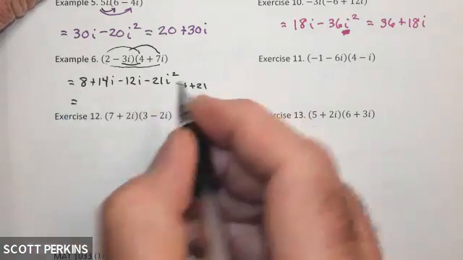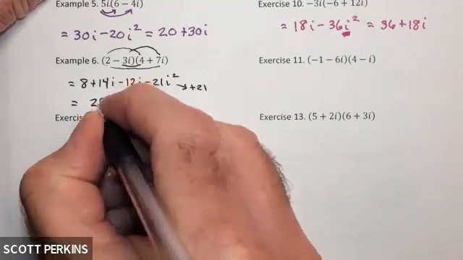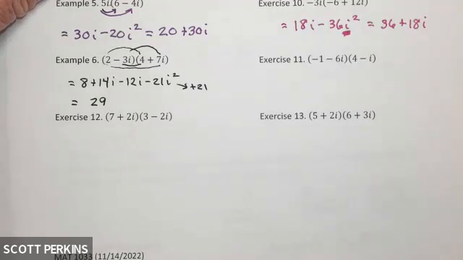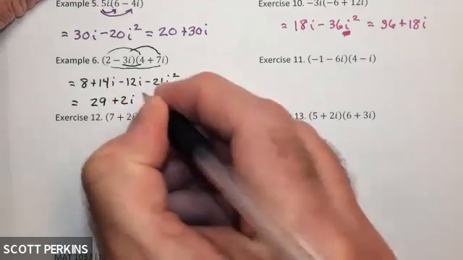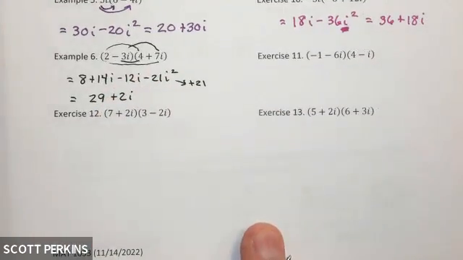So I have 8 plus 21. My real part's 29. Everybody tracking with where that number came from? The other thing that I heard somebody say is we're going to combine like terms. I got those i's. So I've got 14i minus 12i. That's plus 2i. And there we go. We're done. There's my complex number answer.